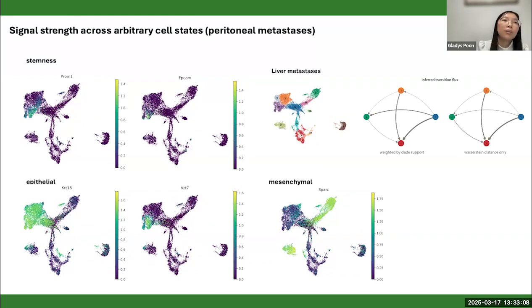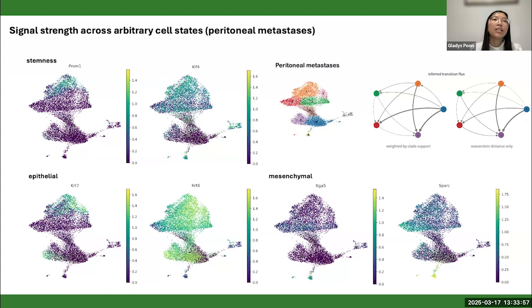For peritoneal metastases, if we look at the gene expression, we see that there's a very interesting differential gene expression profile for the epithelial markers and the mesenchymal markers, with the orange cluster being more epithelial and the green cluster being more mesenchymal. And combining that with our lineage tracing analysis using my method of inferring transition flux, we can see that the two clusters are related by sharing a common ancestor coming from the blue cluster. And then for peritoneal metastases, the gene expression profile is maybe not as interesting for our lab's purpose of understanding stemness evolution, but we could also see that there is some clear transition coming from the different clusters.